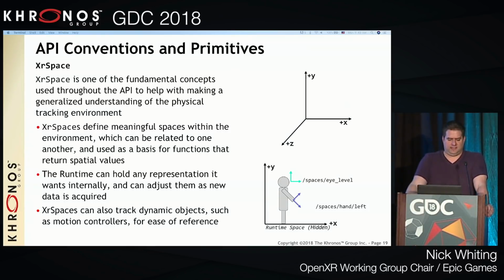The next concept is the XR space, and this is one of the fundamental concepts used throughout the API to help make it generalized and able to work on AR and VR, inside-out tracking and outside-in tracking. At a fundamental level, we have a right-handed coordinate system that you can see in the top right, but within that coordinate system, we define a lot of spaces, which is basically just a basis that returns a translation, a location, and a scale within that space. The runtime has an internal representation that it can store however it wants to. So it gets tracking data from one source or multiple sources. How it stores the representation internally is up to it.